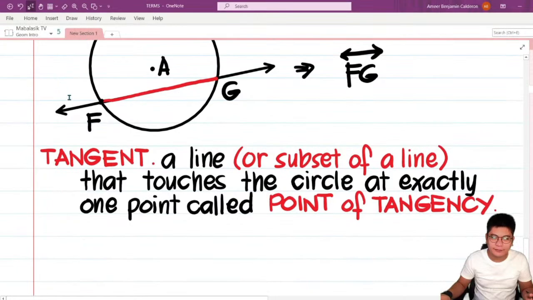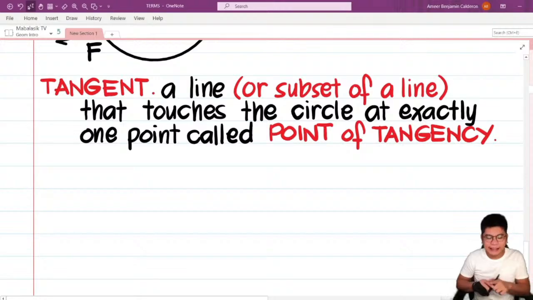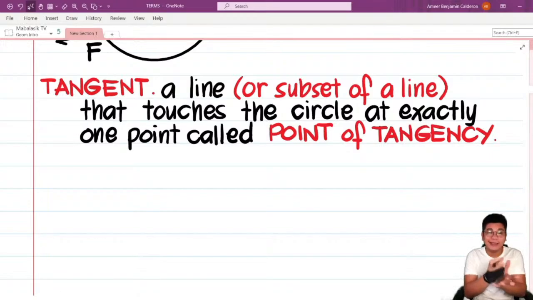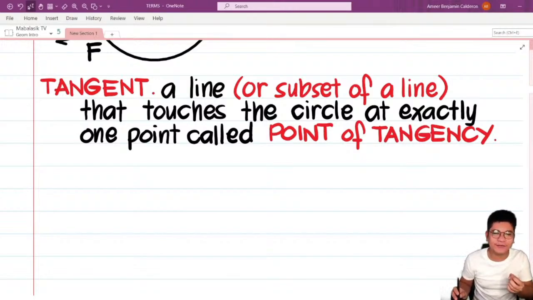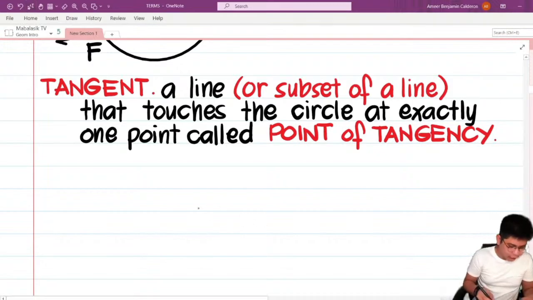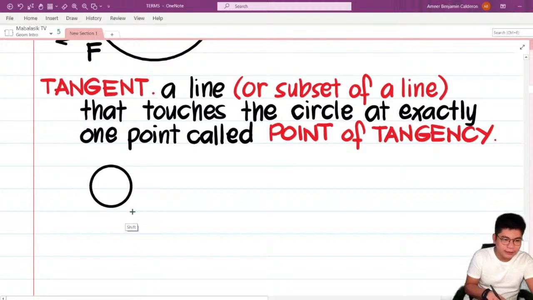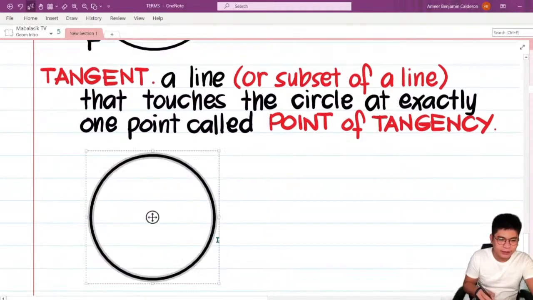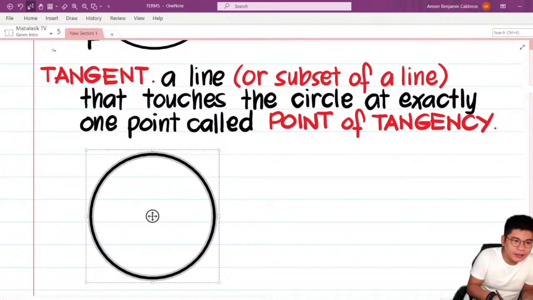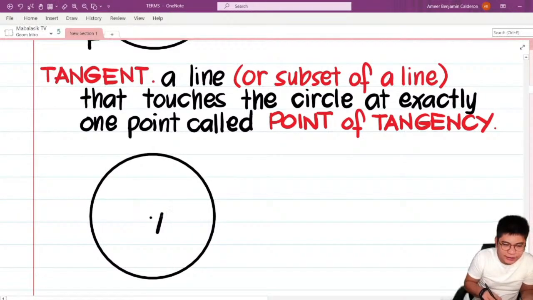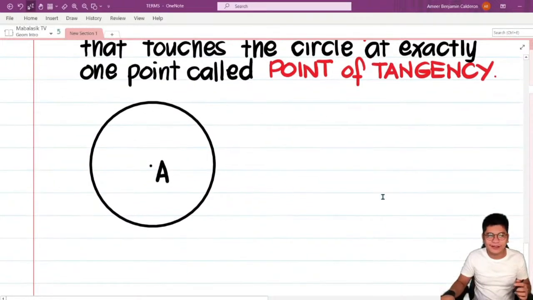Now, last term, para sa line and subset of a line is tangent. So tangent, again, is a line or a subset of a line that touches the circle at exactly one point, called point of tangency. So let's draw our circle. The circle is right here. The center is somewhere here. This is circle A. Now, this is our tangent.